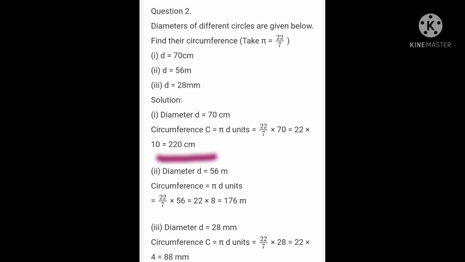Now come to the second subdivision. Diameter is equal to 56 meter. Again just apply the formula pi d for circumference. Just substitute 22 by 7 into 56. Just cancel 56 and 7. You will get 8. So 22 into 8, you can get 176 meter. Okay, and come to the third subdivision. Diameter is equal to 28 millimeter. Again the same formula, pi d, 22 by 7 into 28, cancel 7 and 28, you will get 4. So 22 into 4, 88 millimeter.